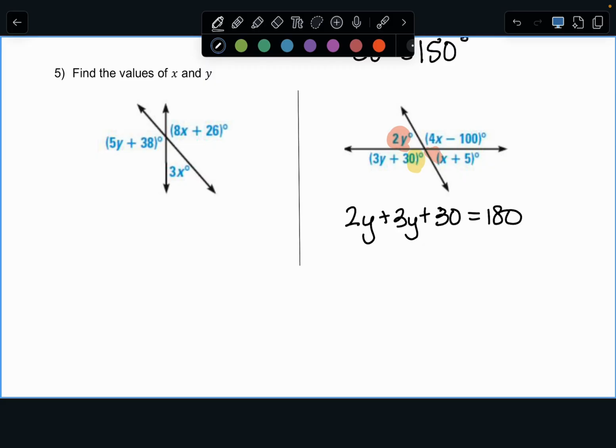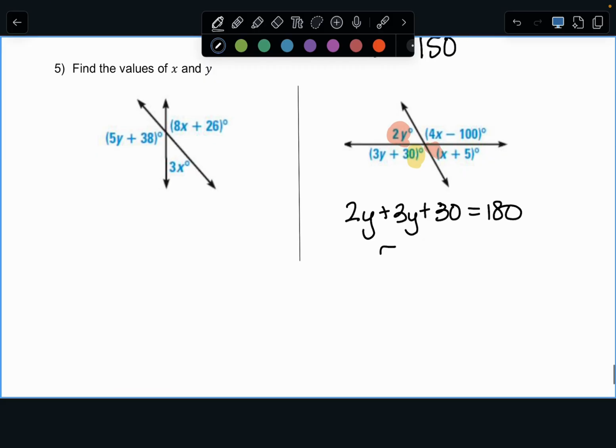So then we solve for y. 2y plus 3y is 5y. 180 minus 30 is 150. We divide, we get y is equal to 30. Almost.